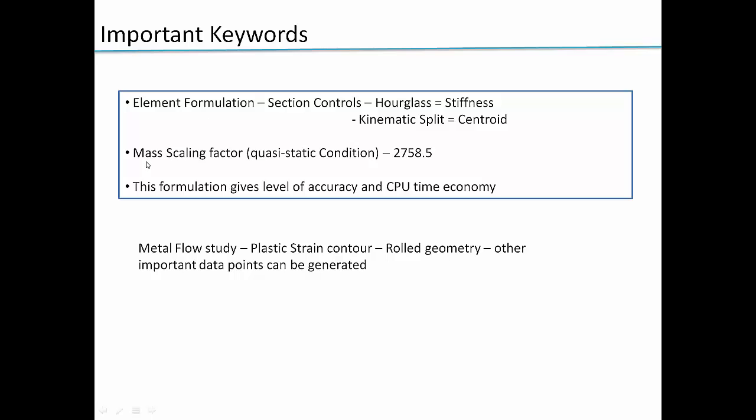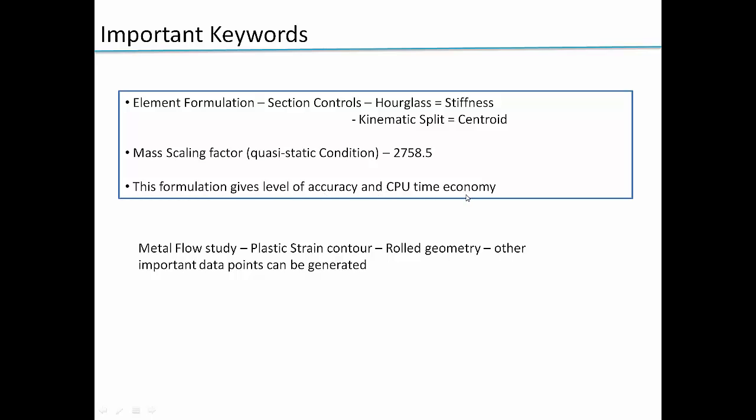And also, as I mentioned, we are considering the mass scaling factor. This is just to attain the quasi-static condition. We can safely attain the quasi-static condition by going for this mass scaling factor. And we also ensure that the kinetic energy, so this number we iterated, and we know for this scaling factor the quasi-static condition is still attained, and at the same time the CPU time will be less. So by doing this, we will be attaining the level of accuracy desired, and also the CPU time will be economical.